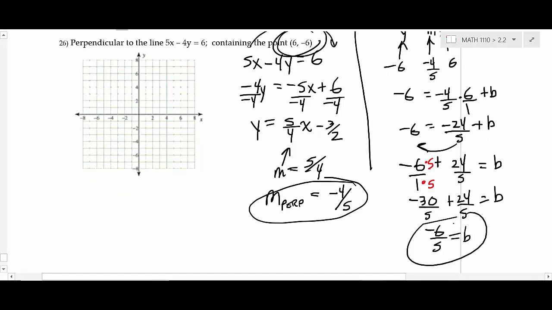Okay, what's the final answer to this problem? Y equals negative 4/5 x minus 6/5. There you go. So the only difference is perpendicular. The slopes have to change to a negative reciprocal. So your final answer would be negative 4/5 x minus 6/5.